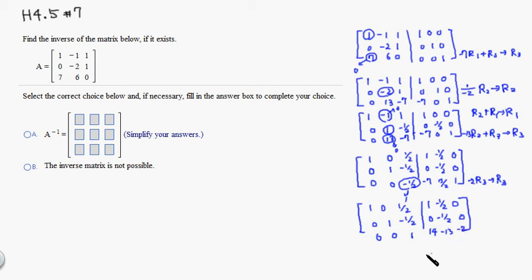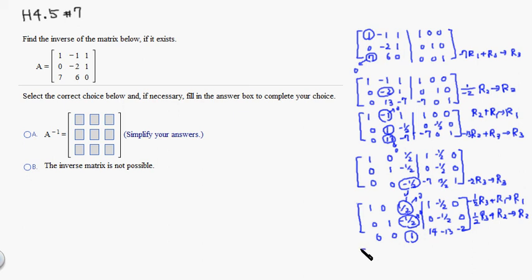So we got 1, so we just need to get rid of this. We want this to be 0, and we want this 1/2 to be 0 as well. So these are the last two operations. We take row 3, multiply by negative 1/2, then add it to row 1. That's going to be our new row 1. And row 3 multiplied by positive 1/2 added to row 2. That's going to be our new row 2. So let's do that operation.